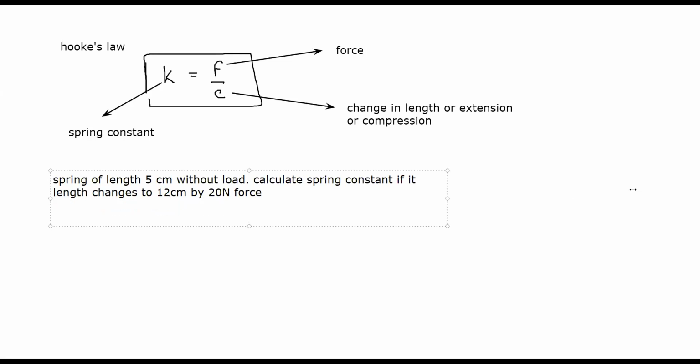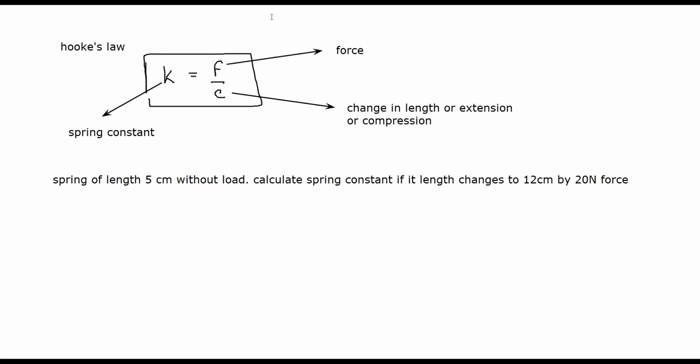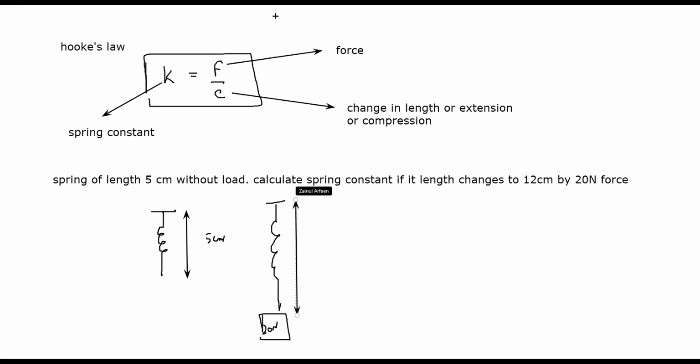So there's a spring and the length of the spring is 5 centimeter without a load. That's called the original length. When nothing is attached, without any load, its original length is 5 centimeter. When you attach a load to this, the length of the spring changes, and when you attach a 20 Newton load, the length of this spring changes to 12 centimeter. And you have to calculate the spring constant k.